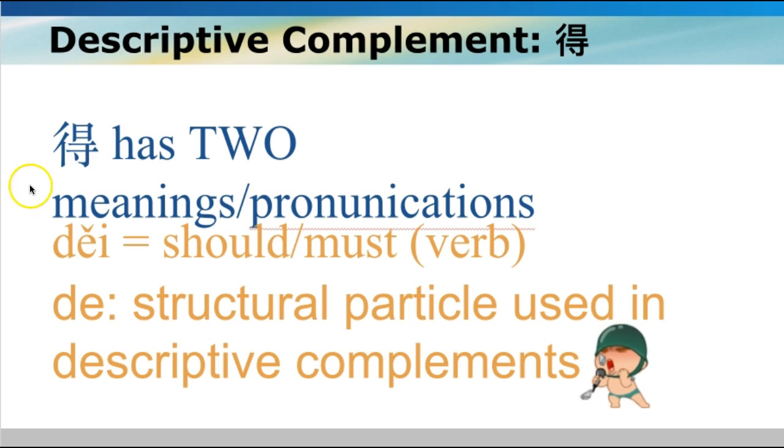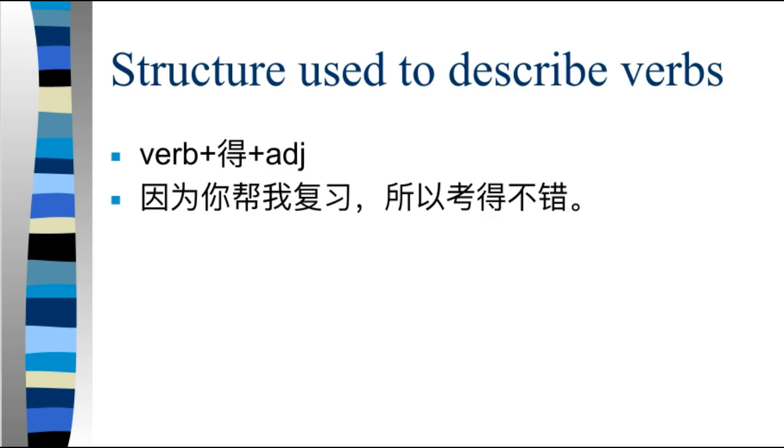In this structure, this word is pronounced 的. We have previously learned this as a verb, 得, but here it is 的. Both of these pronunciations, both of these usages are very common, so it's a little bit tricky, but remember, there are two pronunciations for this character. One is 得, which is a verb, and one is 的, which is a structural particle used in this structure. Verb plus 的 plus adjective.